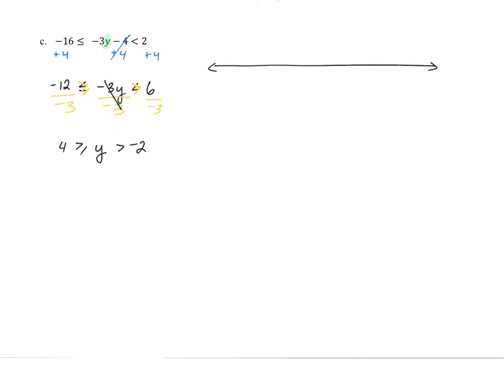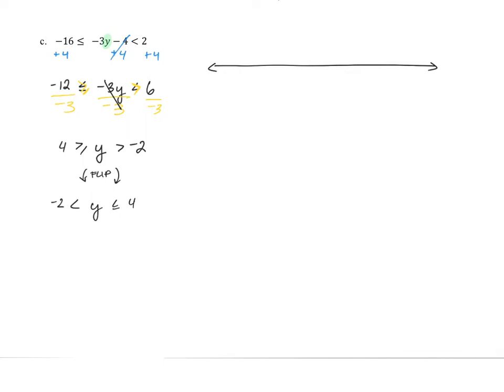So what I'm going to do, I'm just going to rewrite this so it might make a little more sense to you. This is saying that negative 2 is smaller than y, and y is smaller than 4. So rewriting that, this is the exact same thing. I've just flipped it. Not changed any of the values.